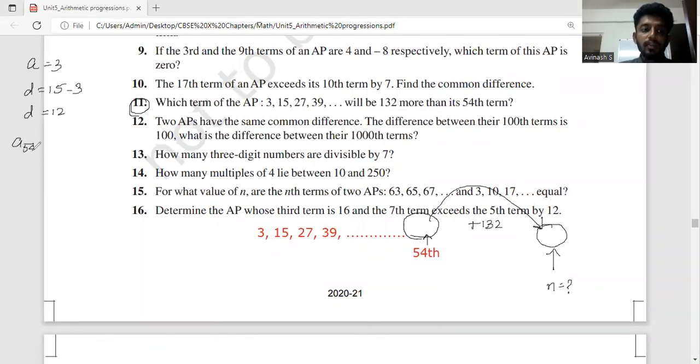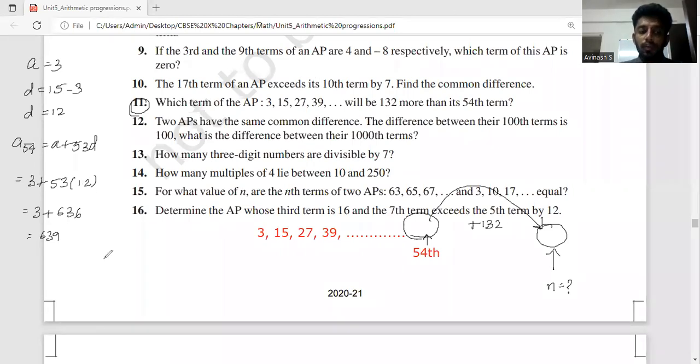If you look at the left side of the screen, the 54th term will be a plus 53d. And now a is 3 and 53 times d, where d is 12, so this will be 636 or something. So we'll be able to get 639.